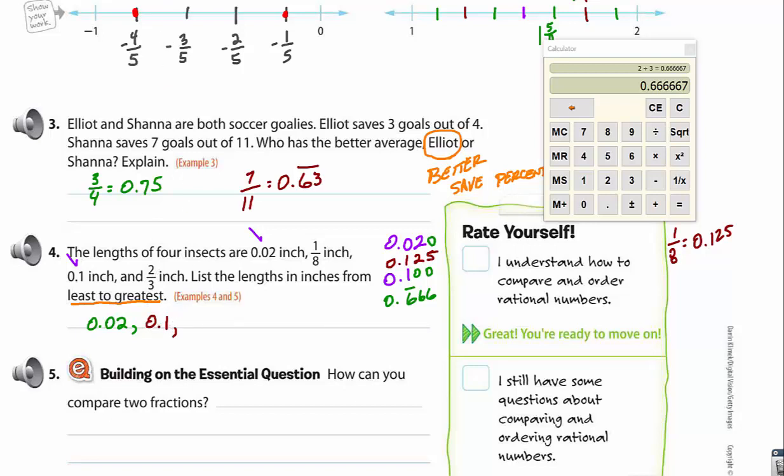is 0.1, followed by 0.125, followed by 0.6 repeating. In their original forms, it would be 0.02, 0.1, 1/8, and 2/3. Okay, so check your knowledge on that. Come to class with questions if you have them, and then we're going to do some more practice in class.